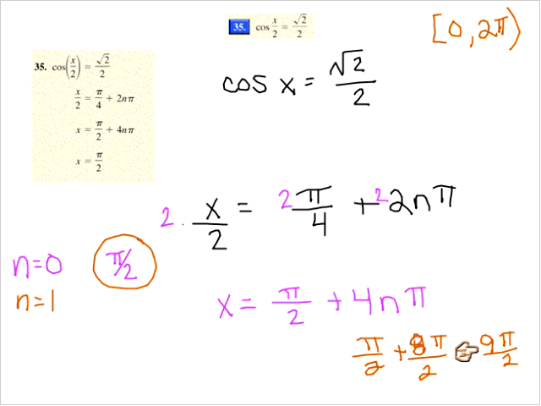Now, if 9 pi over 2 did fall in the interval, you would keep going with n. So I would do n equals 2 next, and then n equals 3, and then n equals 4. And I would keep going with those values for n until I finally hit a value that does not fall in my interval anymore. Then I know it's okay to stop.